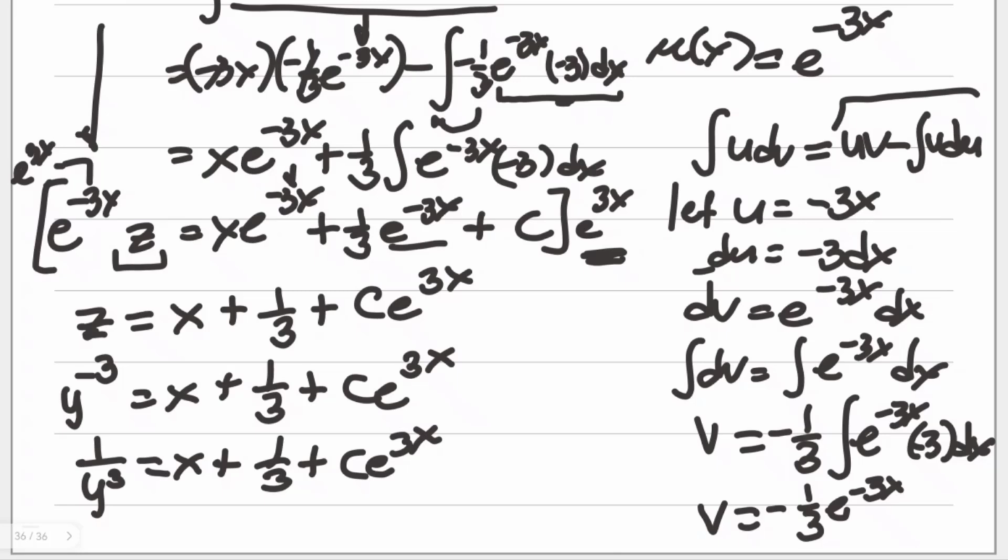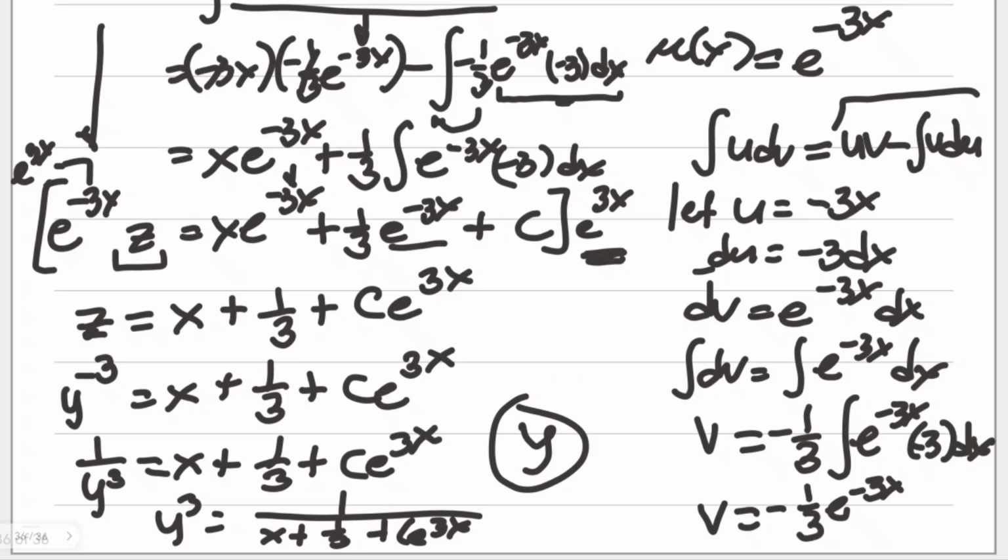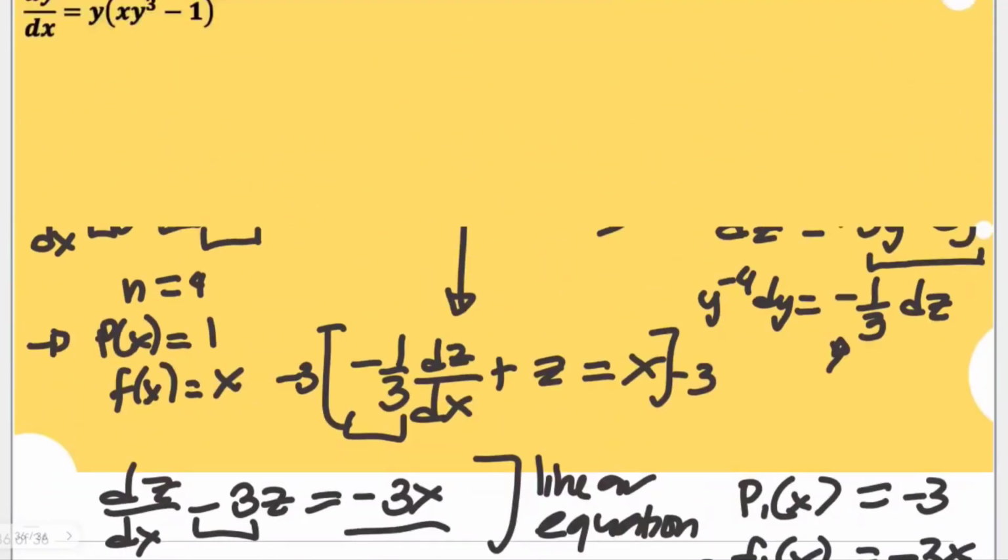And then you can reciprocate them. y cubed is equal to 1 all over x plus 1/3 plus c e to the power of 3x. And you can take the cube root of that if you really would like to solve for y. But let me just end here because I don't have much space. So again, this is possible. We have now integrated using integration by parts in our process in solving the Bernoulli equation.